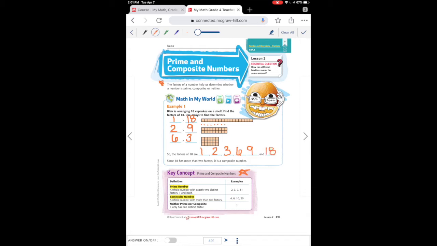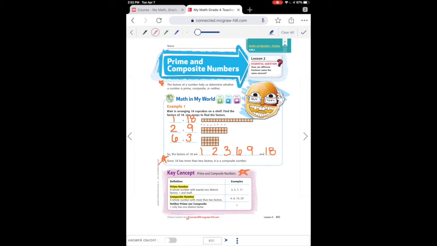When we write out all the factors, we write them from least to greatest and in order. So we don't want to put 1, 6, 18, 2, 3. We want to put them in numerical order. 1, 2, 3, 6, 9, 18. Since 18 has more than 2 factors, it's a composite number. There are more than 2 factors. It has 1, 2, 3, 4, 5, 6 factors, so it is composite.